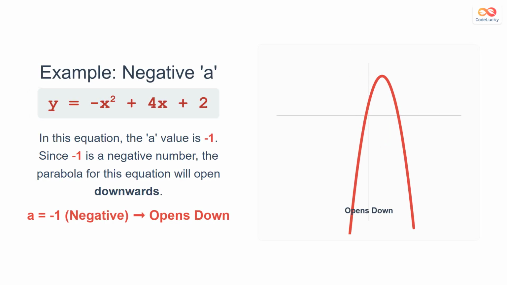Now let's look at another equation. y equals negative x squared plus 4x plus 2. In this case, the a value is negative 1. Because a is negative, the parabola for this function will open downwards.